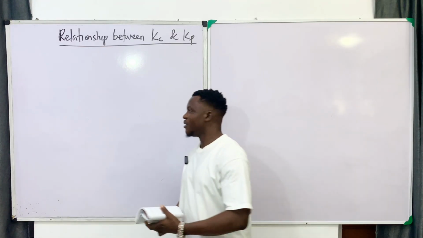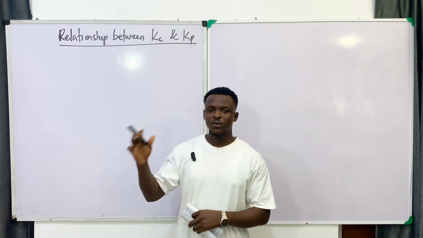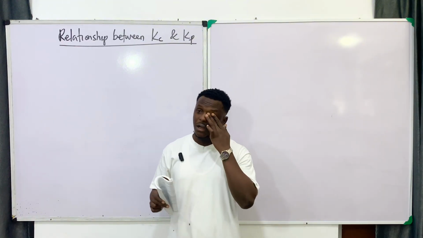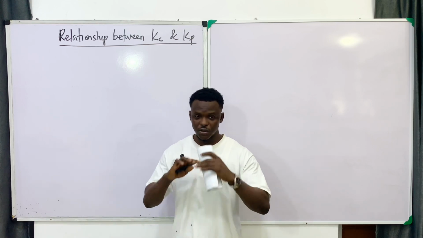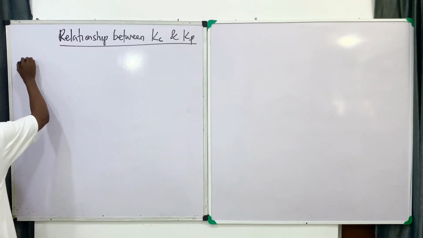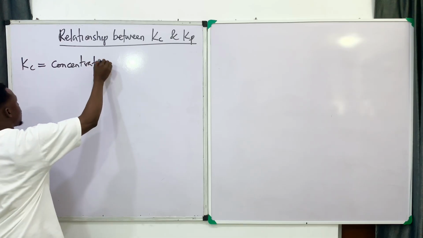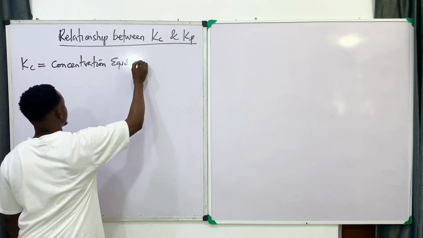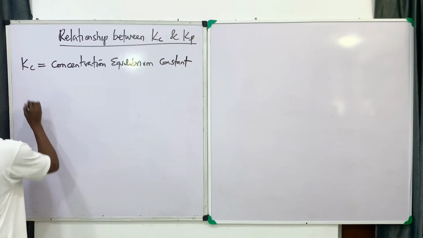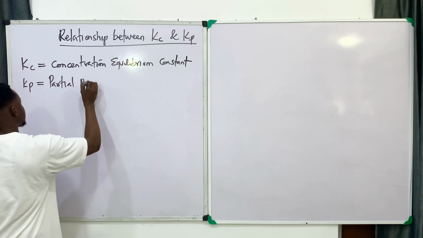All right. Now, first thing first, equilibrium constant is the ratio of the concentration of the product to that of the reactant, each raised to their coefficient. Now, this definition mostly is for that of concentration, which of course predominates. But what if you're asked for P, like Kp? Now, Kc is the concentration equilibrium constant, and then Kp is the partial pressure.